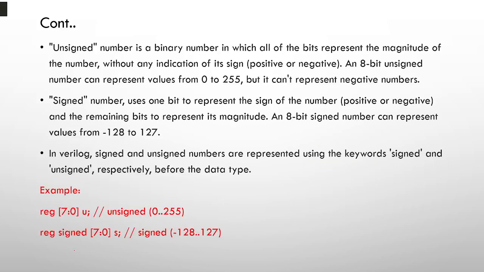Simple. Whenever you want to store some negative value, you should first make that variable signed. If you see here, reg signed s. Now this s can store negative values. For example, 7 down to 0 means this is 8-bit. We'll be seeing this later. This is the vector representation. So 7 down to 0 means 8-bit. Now when it is 8-bit and it is signed, it can store all the values from minus 128 to 127 in the number scale.